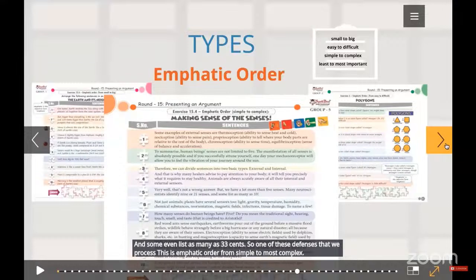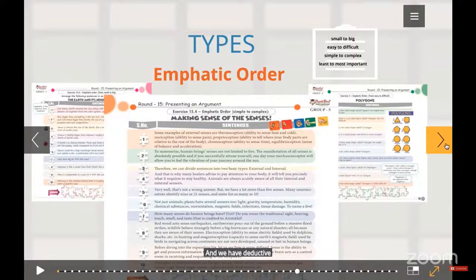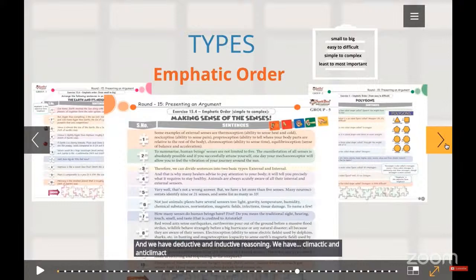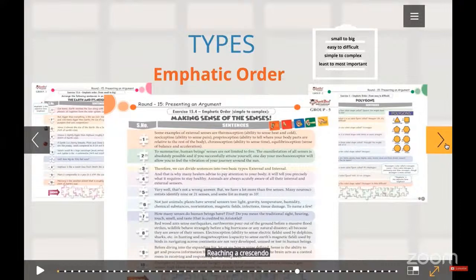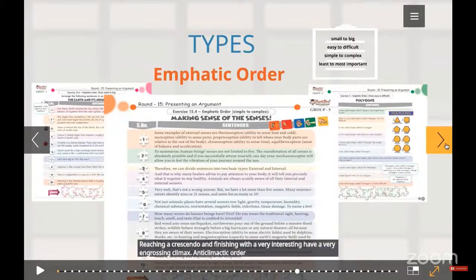And we have deductive and inductive reasoning. We have climactic and anticlimactic order. Climactic is slowly progressing, reaching a crescendo and finishing with a very interesting, a very engrossing climax. Anticlimactic order is when the reverse of what you think happens, or it is also the order in which the newspapers print their articles.